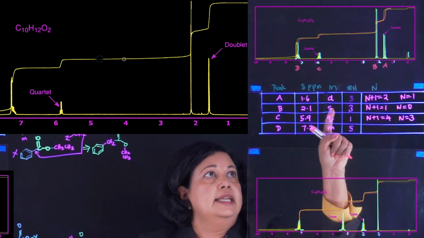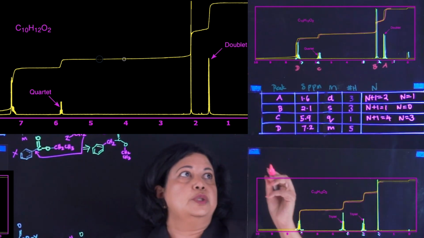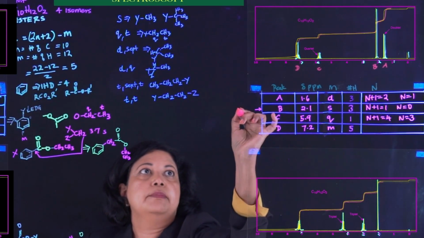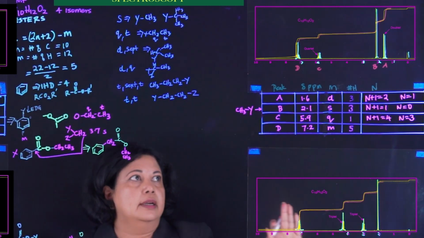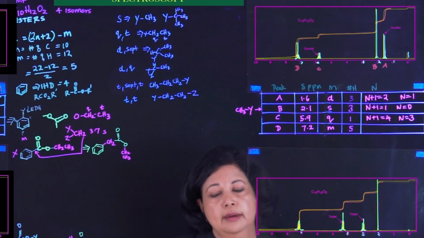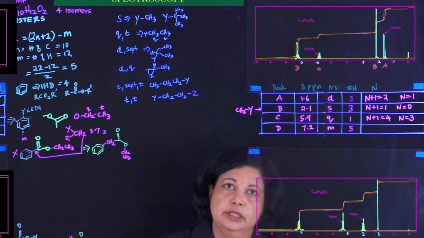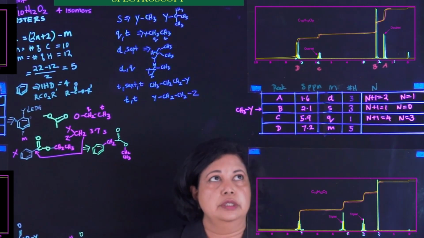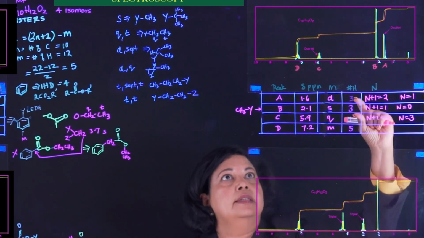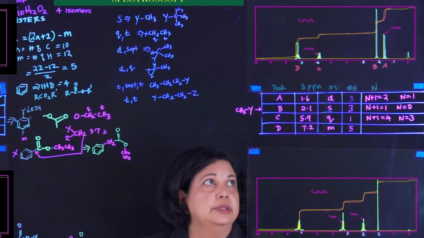Now the singlet has 3 hydrogens and no neighbors, which means the singlet is just a methyl group in an environment where there are no neighboring hydrogens. So it could be on a carbonyl, it could be on a benzene, it could be next to an oxygen, and there are no hydrogens on the neighboring carbon. A and C, where do they go together?